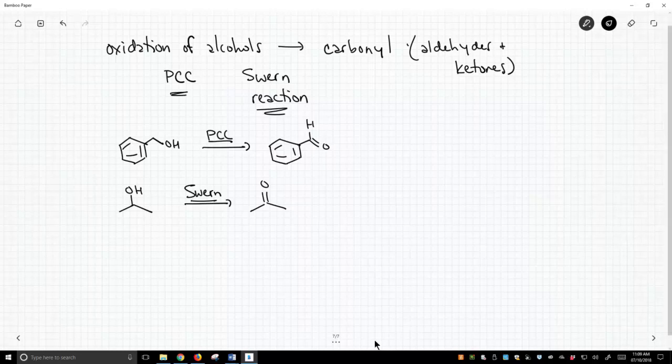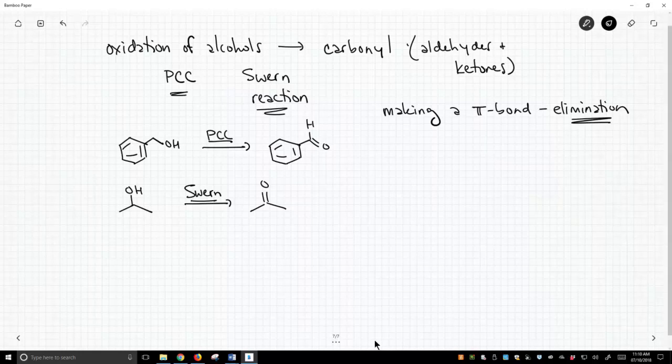What's happening here? Note that we are making a pi bond. Okay, that's kind of interesting. What sort of reaction makes a pi bond? Eliminations. So these oxidations are actually elimination reactions. And in fact, they are very closely related to our E2 reaction.